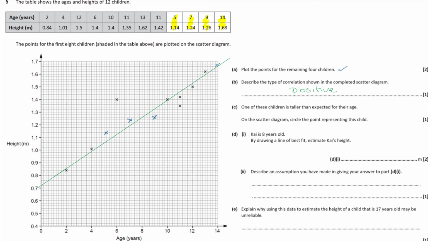It's not normally necessary to comment on the strength. So it is quite strong positive, apart from that one weird point that's a bit further away. But you don't really need to give the strength of the correlation, just whether it's positive or negative.